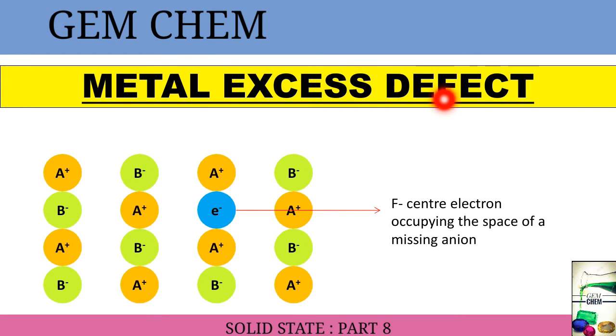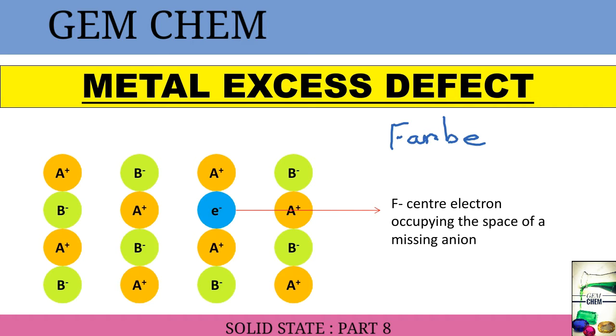Now we will deal with metal excess defect. So we know that this is a non-stoichiometric defect. This type of defect arises when an anion is missing from its lattice site, creating a hole, and this hole is occupied by an electron, and this electron maintains the electrical neutrality of the crystal. Now the electrons trapped in the anion vacancy are called F centers, or more specifically Farbe centers, F-A-R-B-E, or color centers.